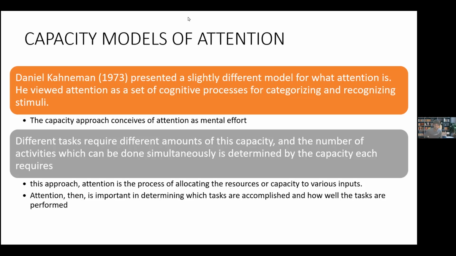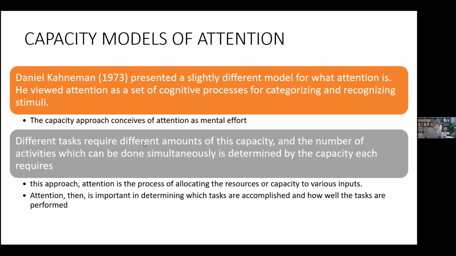So Daniel Kahneman presented a slightly different model for what attention is. According to him, attention is the cognitive process of categorizing and reorganizing stimulus. In the previous models, attention is something like choosing what to focus on. So this is more like a theory of divided attention. This is one of the capacity models.